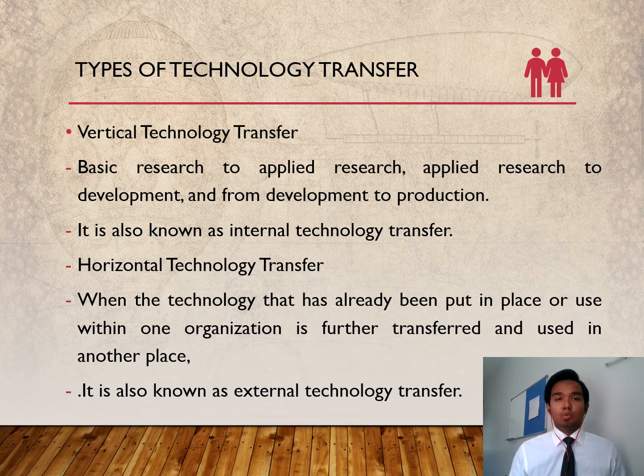So there are two types of technology transfer. The first one is vertical technology transfer, and the second one is horizontal technology transfer. So what is vertical technology transfer? Vertical technology transfer is known as basic research to applied research, then applied research to development, and from development to production, which is known as internal technology transfer.